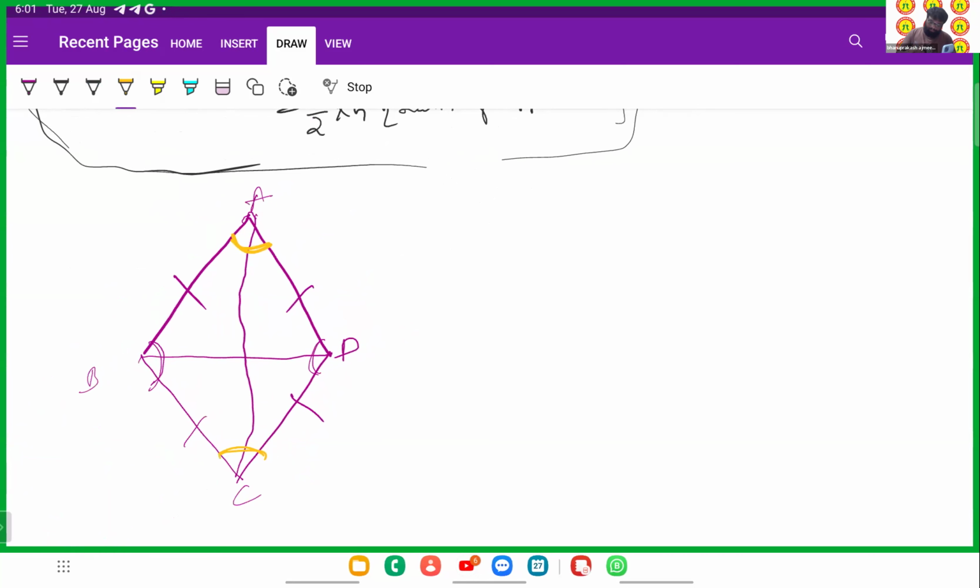Suppose I sum up angle A plus angle C, it is equal to 180 degrees, and angle B plus angle D is equal to 180 degrees. And the diagonals bisect each other at right angles, as I already told you. So this is exactly the difference. From here you can find out the difference.